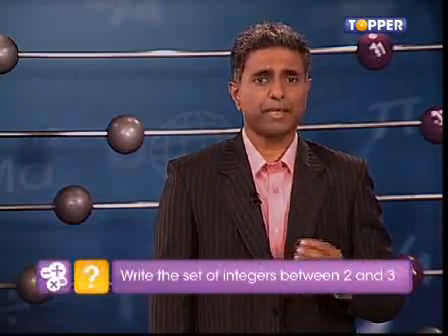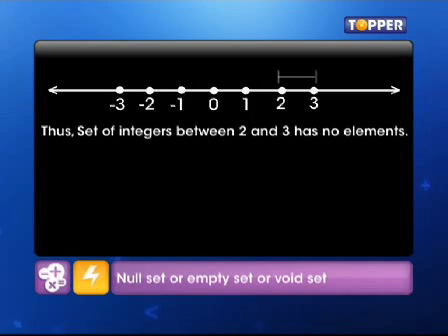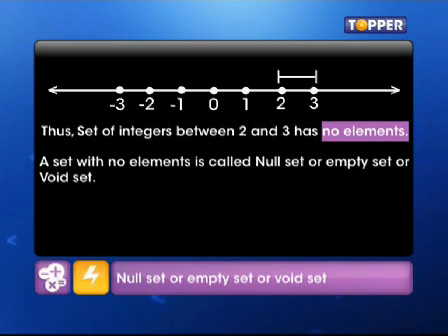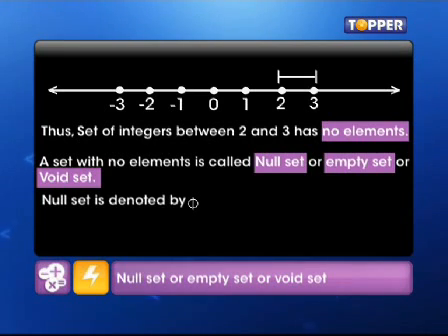If I asked you to write the set of integers between 2 and 3, what would you do? You already know that there are no integers between 2 and 3. This means there are no elements in the set. Such a set is called a null set or empty set or void set. We denote this set by the symbol phi in the Greek alphabet. We also write this set as two curly braces with nothing in it. After all, the null set has nothing in it.